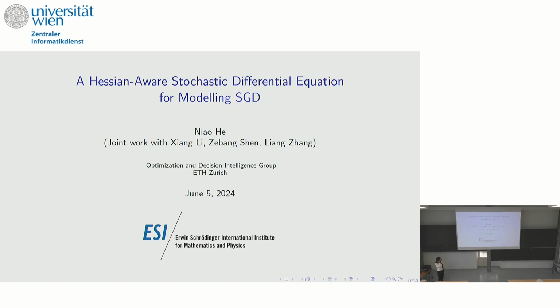My talk will be in a very similar spirit as Panayiotis' talk, where we try to really understand constant step size stochastic gradient descent for non-convex objectives. But we're going to take a very different approach using continuous time approximation.